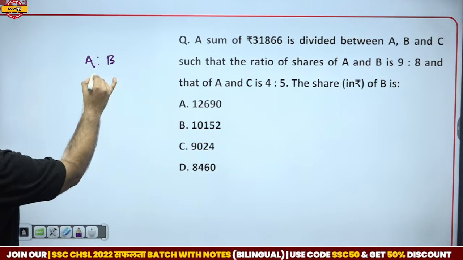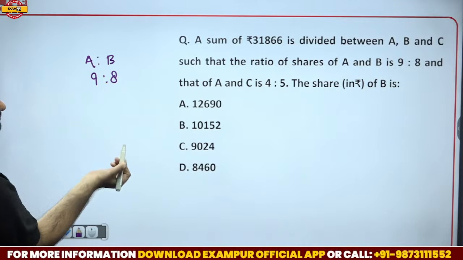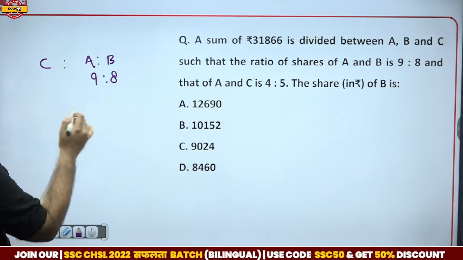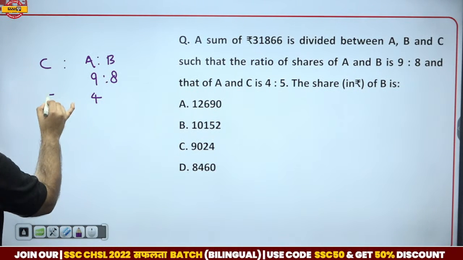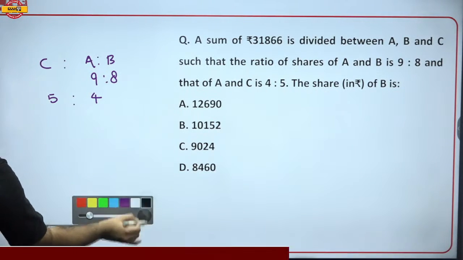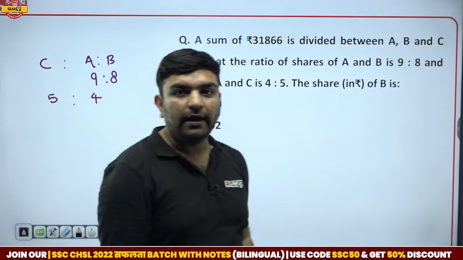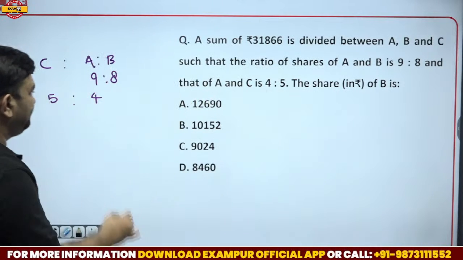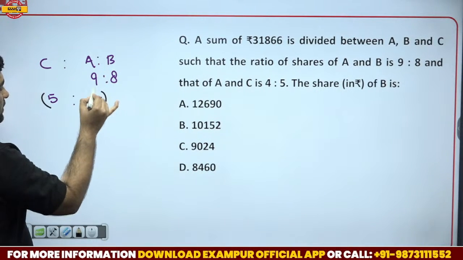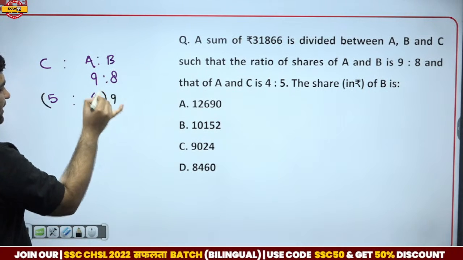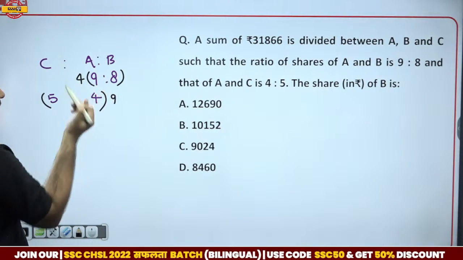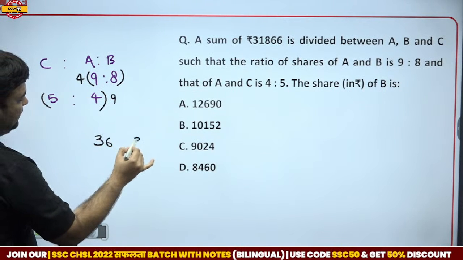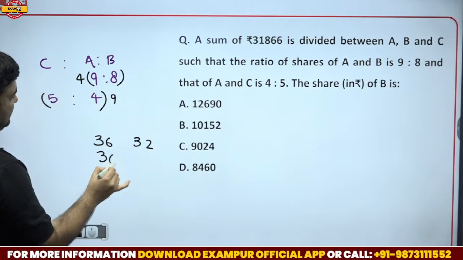A ratio B, 9 ratio 8. A ratio C is 4 ratio 5. A is common to both, make its value the same. Here it is 9, here it is 4. So multiply by 9 here, multiply by 4 here. So 36, 32, 36, 40.